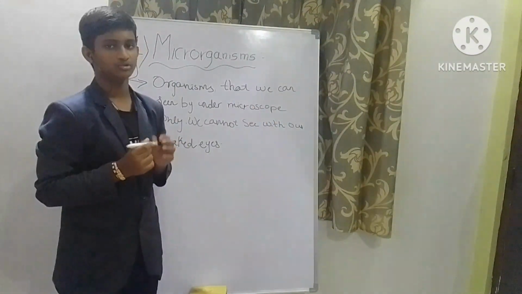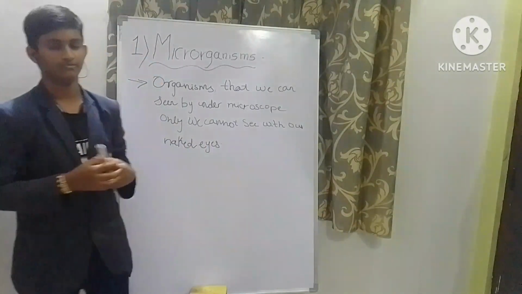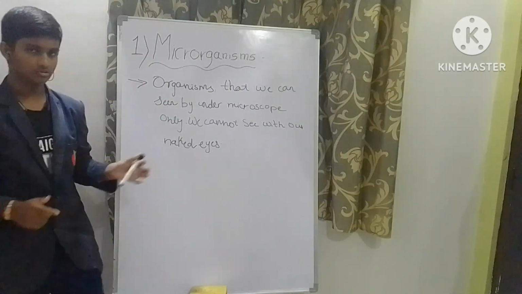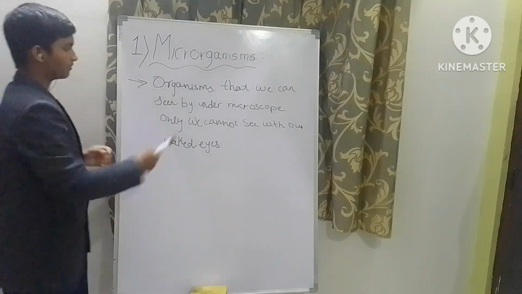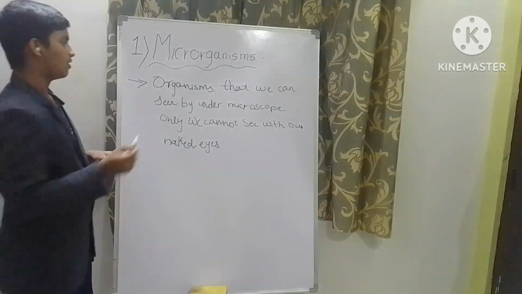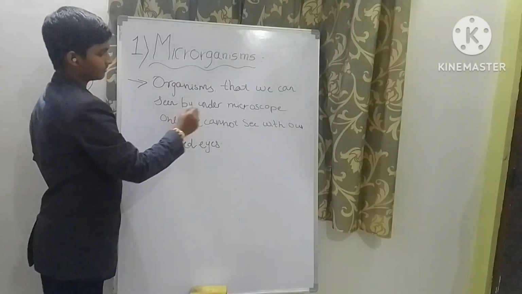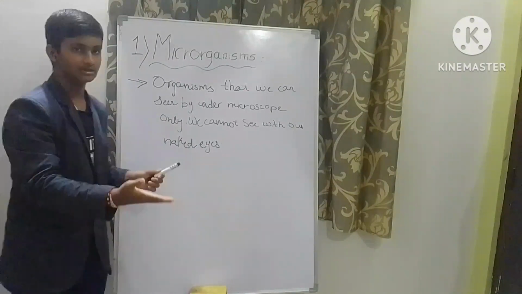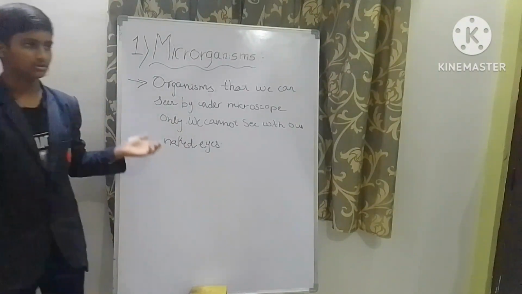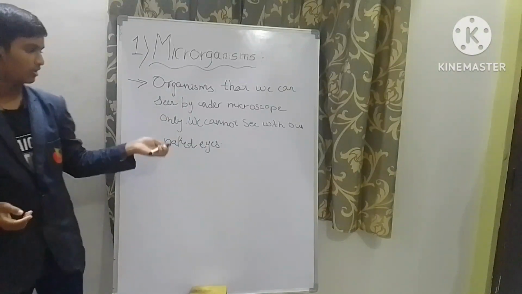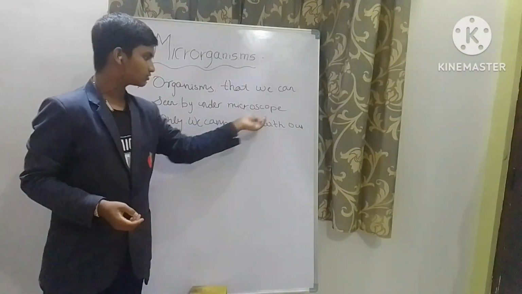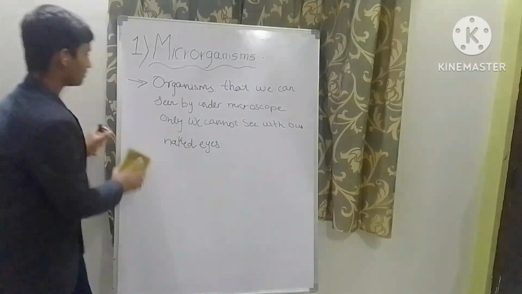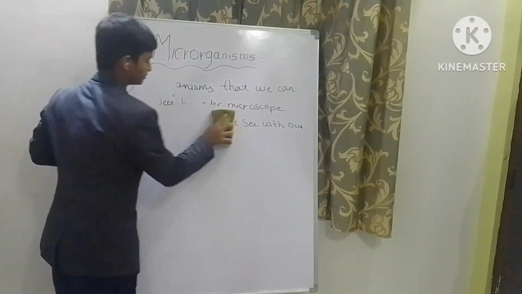I will post a video on the microscope. I prepared a homemade microscope, so I will upload that video also very soon. So coming to our point, microorganisms are organisms that we can see under a microscope only. They are so small that we cannot see them with our eyes, so they can be seen under a microscope only. Okay, microorganisms are over.